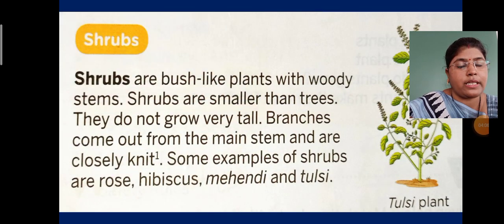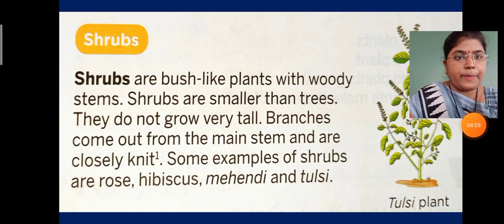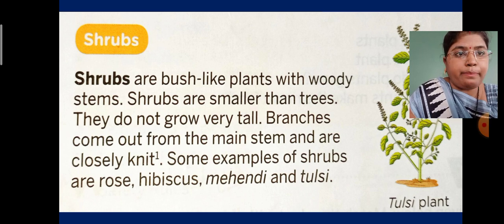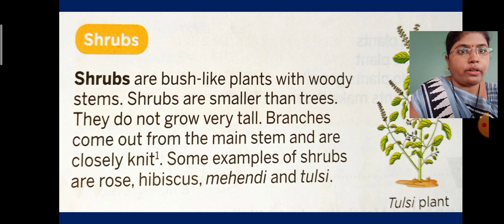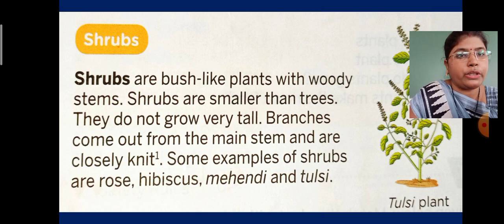The next topic is shrubs. Shrubs are bush-like plants with woody stems. They are bush-like plants, means they are small. Herbs are up to 2 or 3 feet, like up to the knee. Shrubs are taller, around 4-5 feet, up to a human height, like the height of your mother or father. They grow tall up to that height.